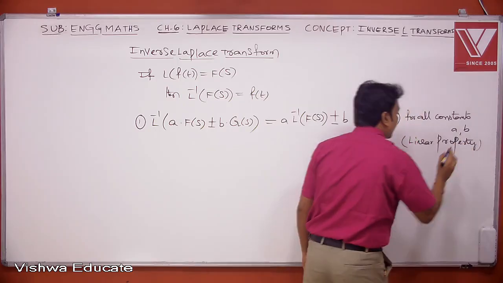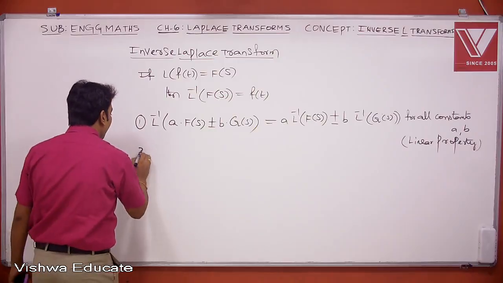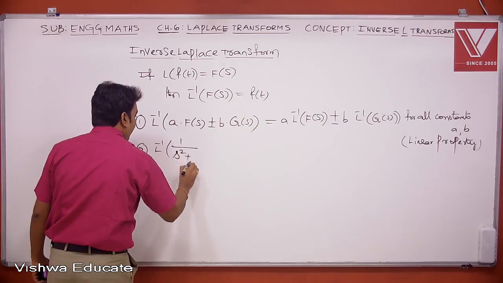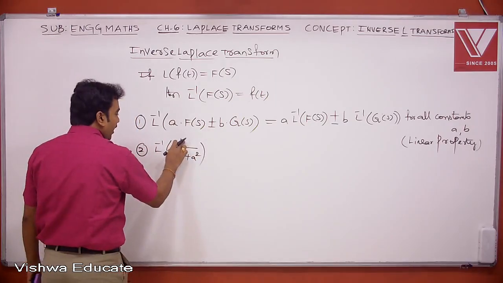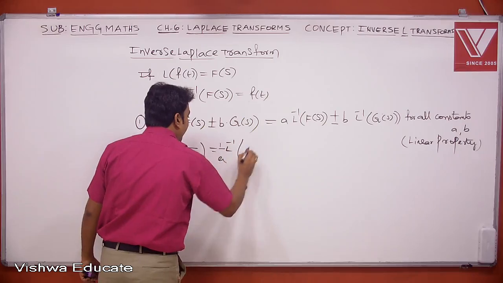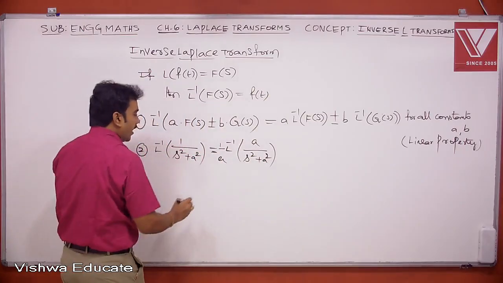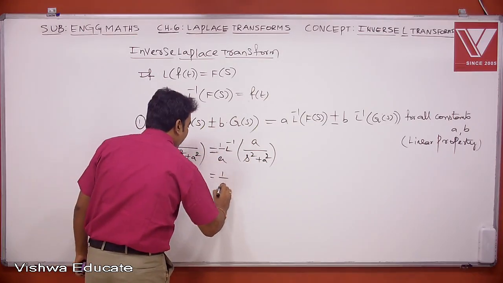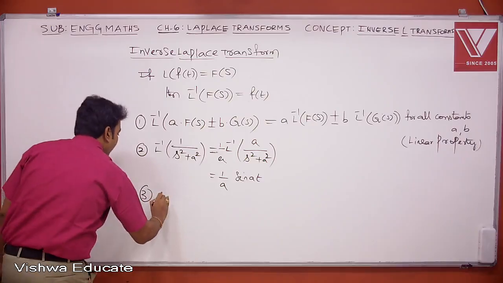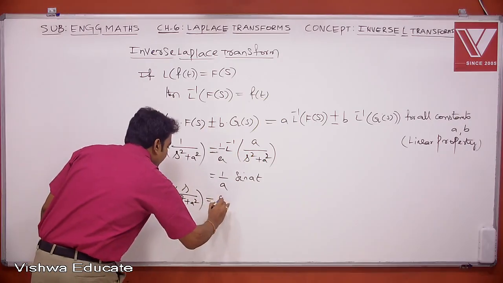Earlier we have seen this property for Laplace transforms. Again the same property works even for inverse Laplace also. Now L inverse of, for example, 1 by s square plus a square. If it is a by s square plus a square, this becomes sin at. So this can be written as L inverse of 1 by a into a by s square plus a square. So constants can be manipulated like this. Therefore this is 1 by a into sin at. In the same way you can find the inverse Laplace of s by s square plus a square. This is nothing but cos at.